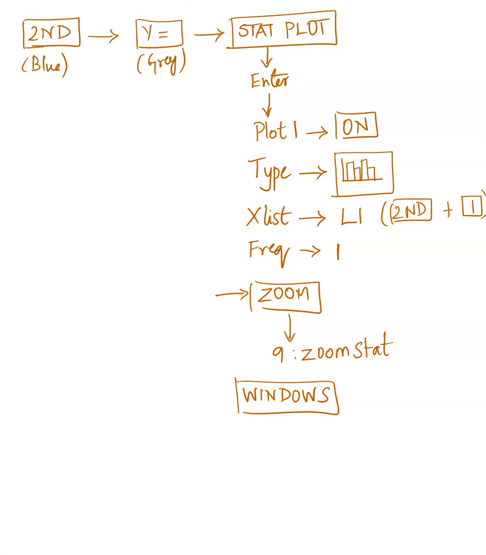What it did for me was when I went to ZoomStat, which is zoom number 9, it automatically adjusted the Y window for me, which I didn't do myself. So that really helps you. So you want to make sure that the windows are set for the right values. And then I want you to press graph. Okay. So if you did ZoomStat, it takes you to the graph.